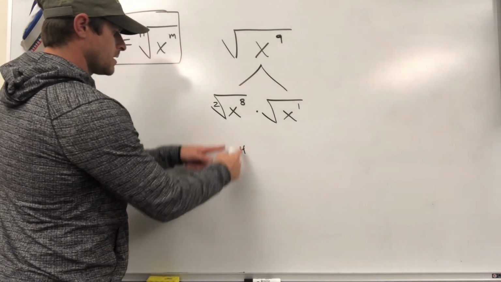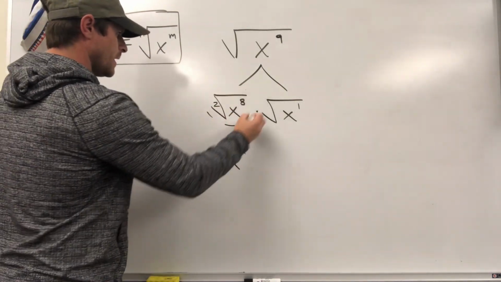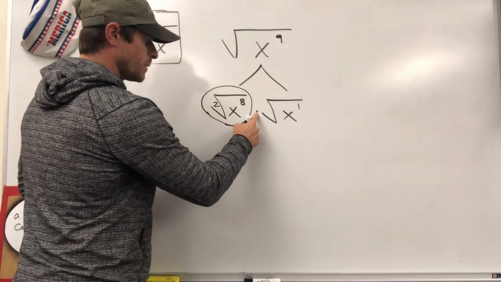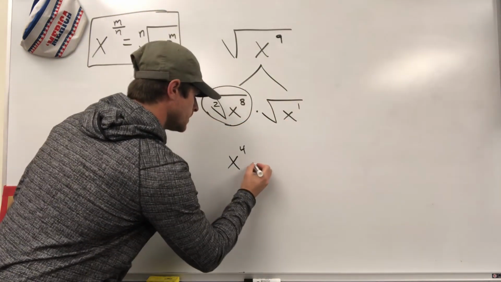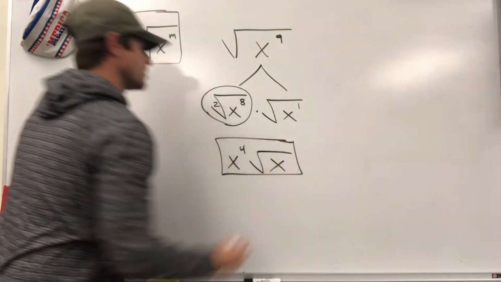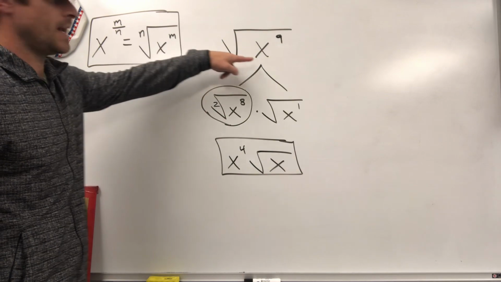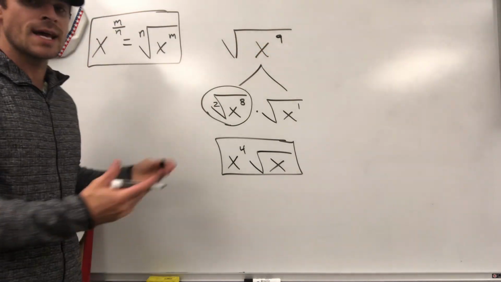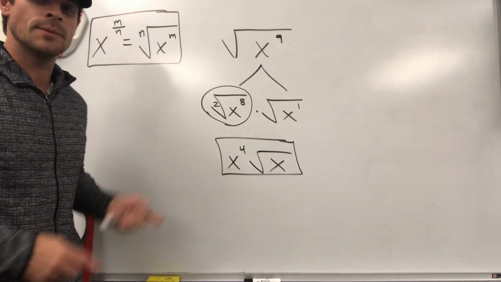So we've got x to the 4th, that's this part simplified. Now we still need to multiply it by the square root of x. This would be your final answer when simplifying the square root of x to the 9th power. Okay, let's use that idea for what we're about to go into. Let me get those problems drawn.